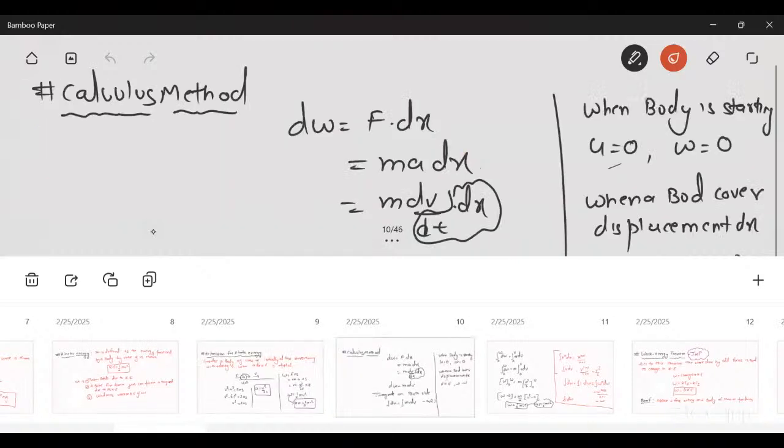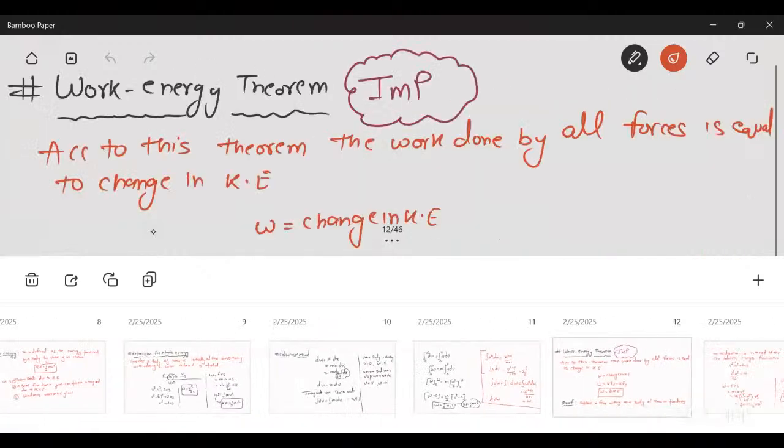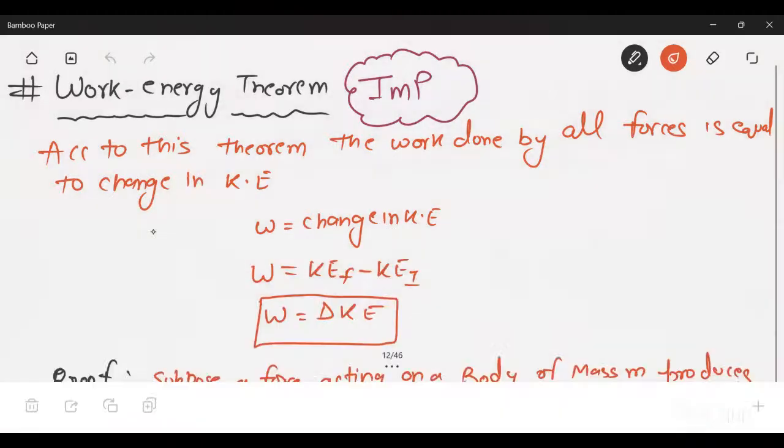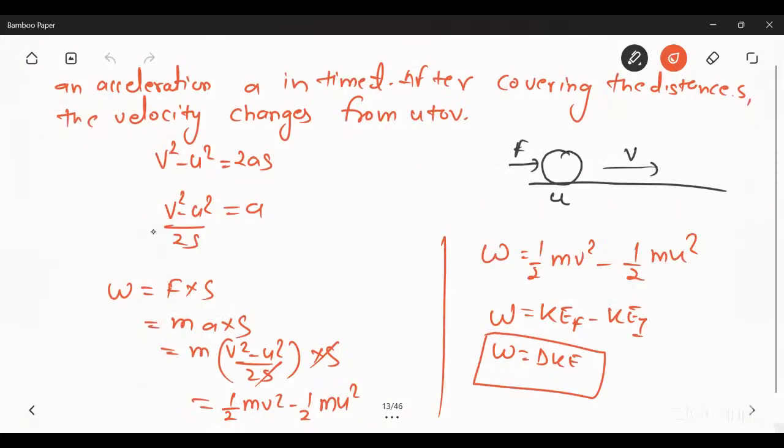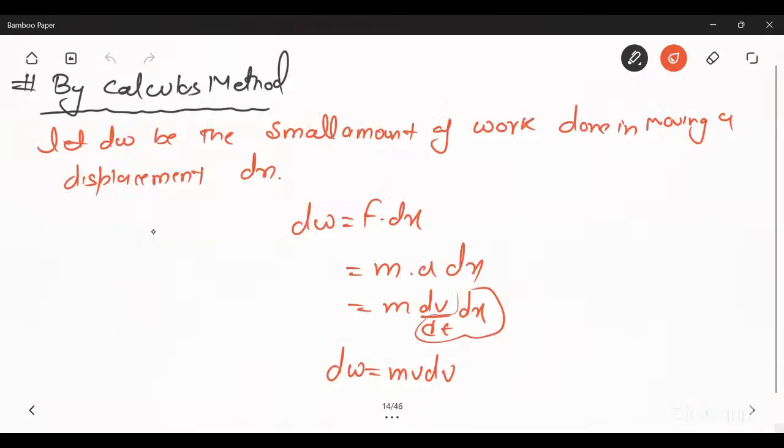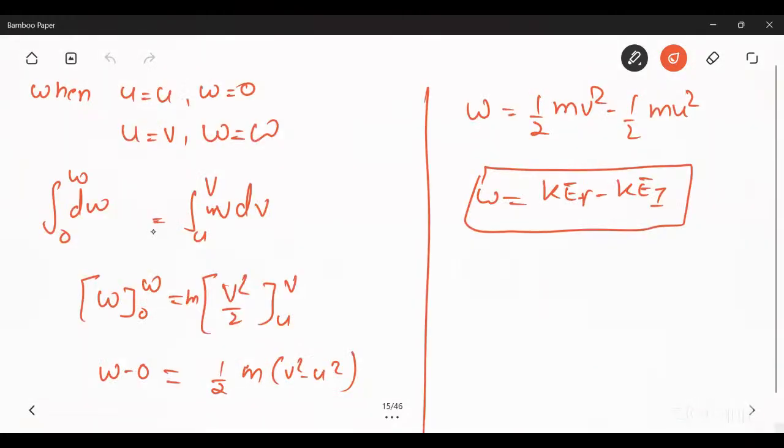Work energy theorem states that the change in kinetic energy of a body is equal to the work done on the body. So work done is equal to change in kinetic energy. So there will be a proof. One is the normal algebraic method, and the second one is your calculus method. So prefer calculus method over there because with the calculus method, maybe you will get extra preferable marks.